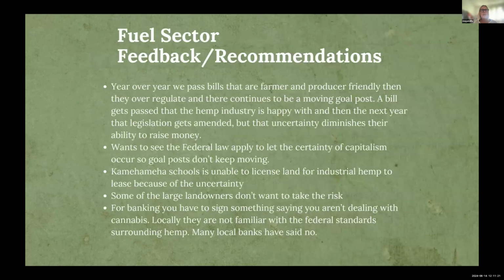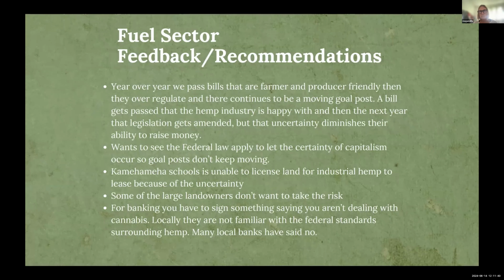The fuel sector. Year over year, bills are passed that are farmer and producer friendly, and then they overregulate, and there continues to be a moving goalpost. A bill gets passed that the hemp industry is happy with, and then the next year the legislation gets amended, but that uncertainty diminishes their ability to raise money.